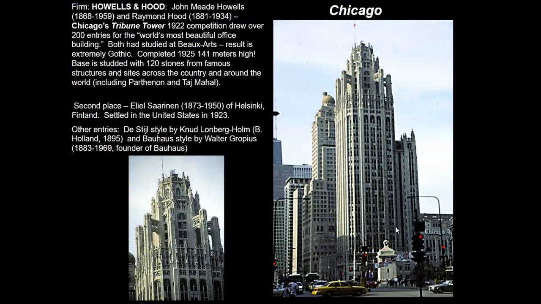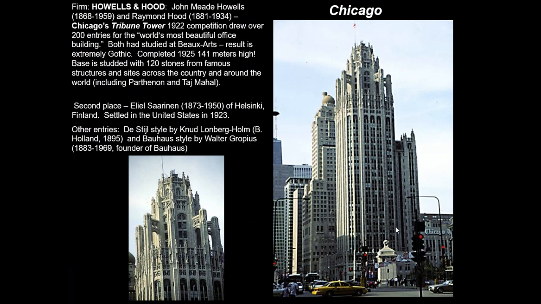We can certainly see that here in Chicago. This is a skyscraper from the firm of Howells and Hood. The design was created as a competition. This is a building that houses Chicago's newspaper, the Tribune, and there was a competition held to see if we could discover an architect who could design the world's most beautiful skyscraper.